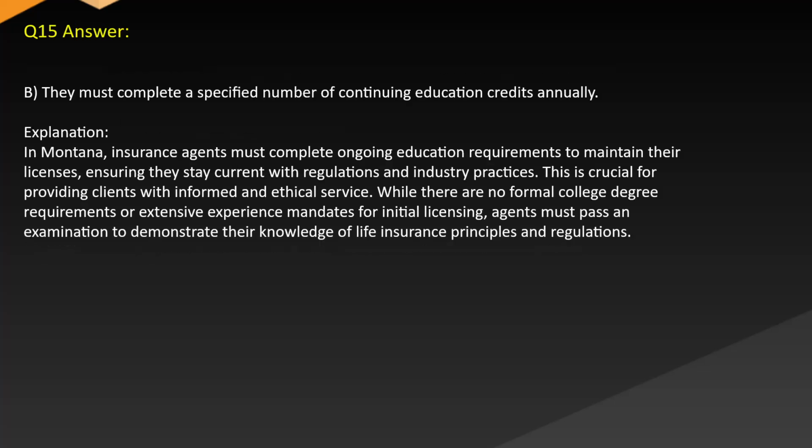Answer. B. They must complete a specified number of continuing education credits annually. Explanation. In Montana, insurance agents must complete ongoing education requirements to maintain their licenses, ensuring they stay current with regulations and industry practices. This is crucial for providing clients with informed and ethical service. While there are no formal college degree requirements or extensive experience mandates for initial licensing, agents must pass an examination to demonstrate their knowledge of life insurance principles and regulations.